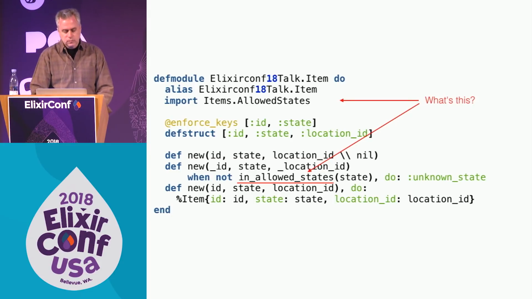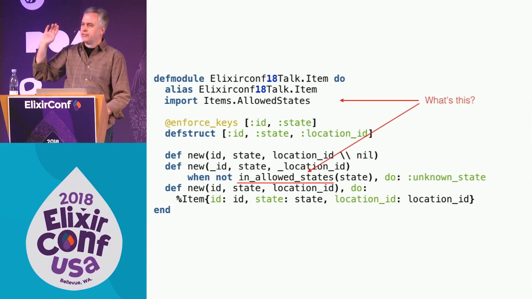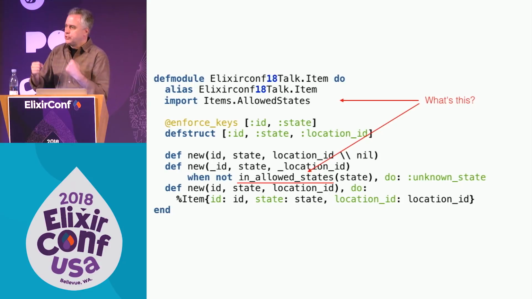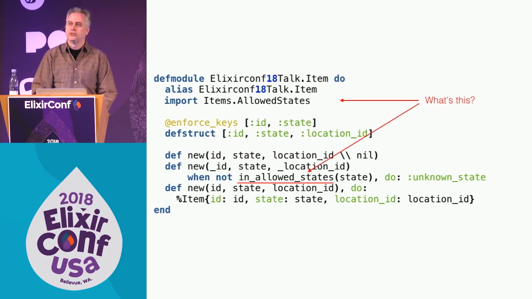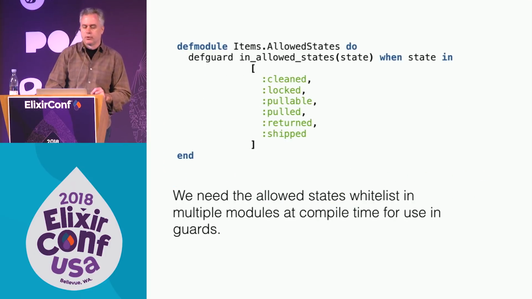So now this is an interesting thing. Anybody here ever have need of a module attribute to use in a guard in multiple modules? So we had that, yeah. It's a difficult thing. It's easier at runtime because you can create a public function that will make that available, but if you need it at compile time, that's a little bit more challenging.